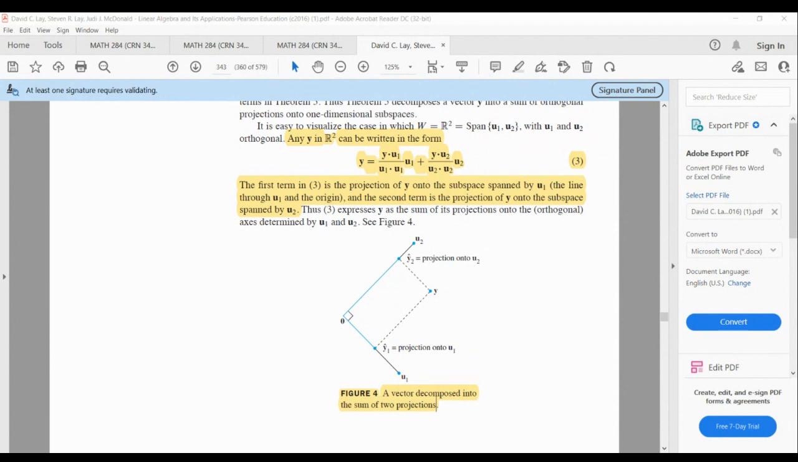See this figure 4 where you have this vector y, and the vector y is really the sum of two projection vectors. One's the projection vector onto the vector u1, and the other's the projection vector onto the vector u2. And u1 and u2 are orthogonal. See how that works?